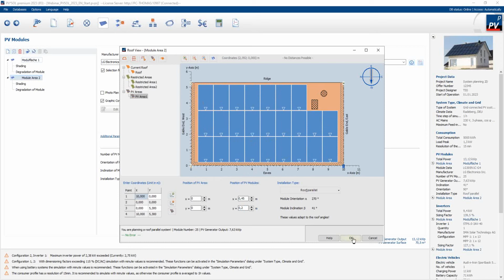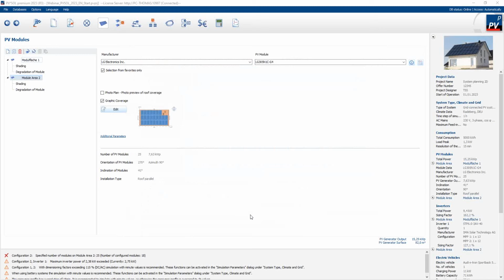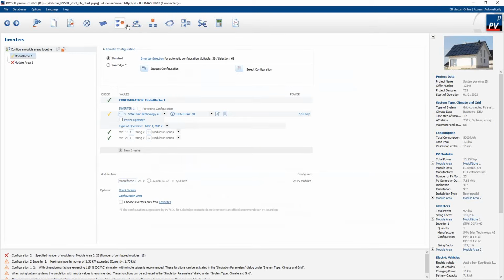Yeah, that's it for the graphic coverage. We have also 25 modules. We have no errors. This means that our modules are not in one of these restricted areas or in the border. And everything seems to be fine, and we can do a configuration with both module areas together. Oh, that's right. So we change to the inverter window here.